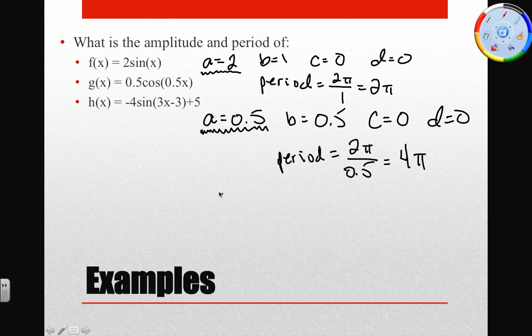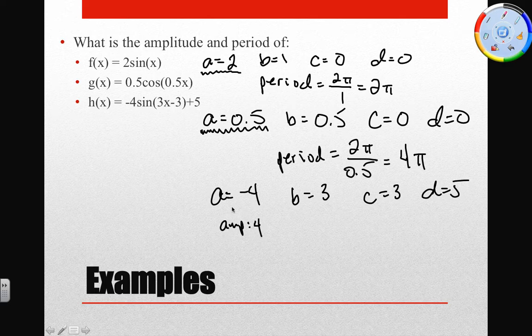So for h of x, A is -4, B is 3, C is 3, and D is 5. Now, technically amplitude is not -4, but I'm fine if you guys say that. Amplitude is just 4. It tells you how far up and how far down. The negative just flips me over. Normally sine would go up first, but this sine is going to go down first and then up and over.